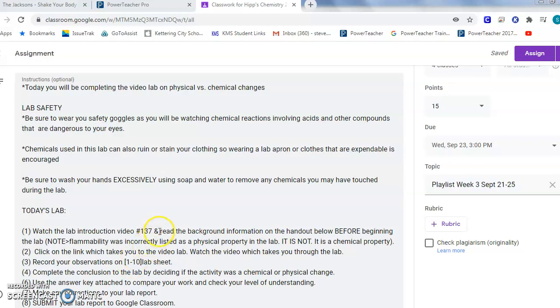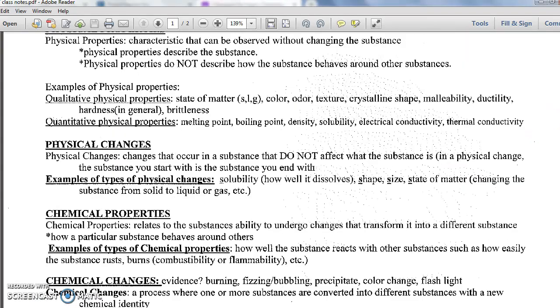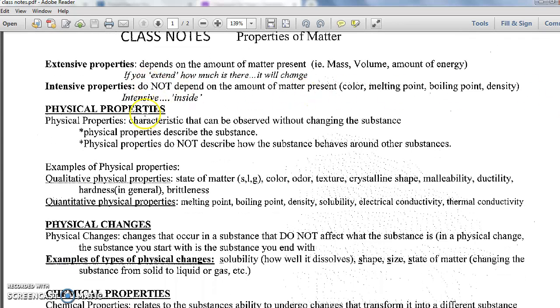Safety is always first. Before we talk about what we're doing in today's lab, let's remind ourselves of what physical and chemical changes are. This is referring back to our 1-7 notes. There are properties of matter, and properties of matter can be classified multiple ways. One way to classify them is whether the property is extensive or intensive. Extensive properties depend on how much is there. So if you add more to it, the property would change, or the amount would change. If you remove some from it, the property would be lowered or change.